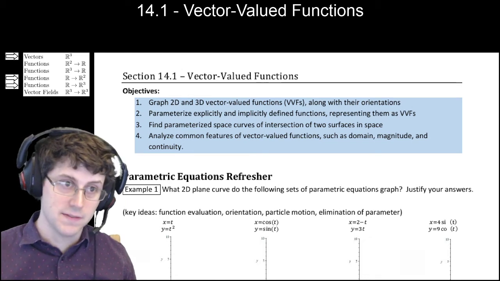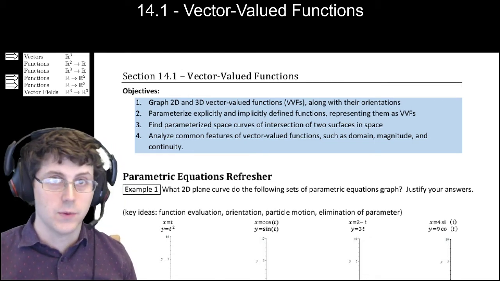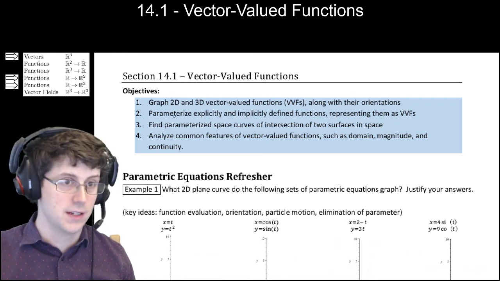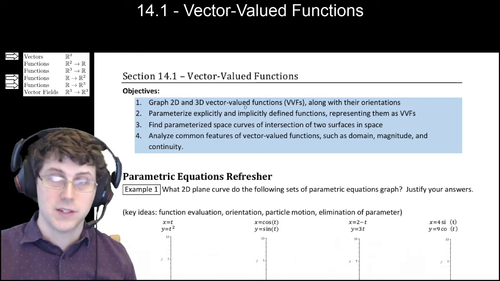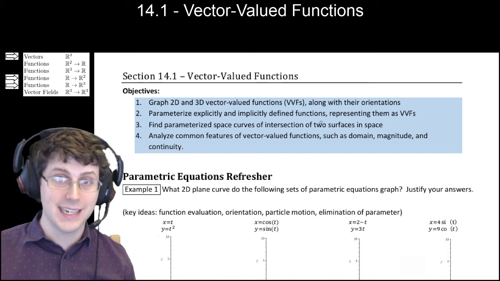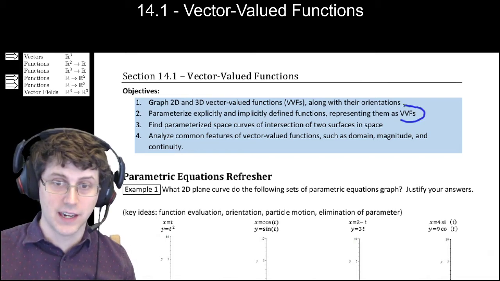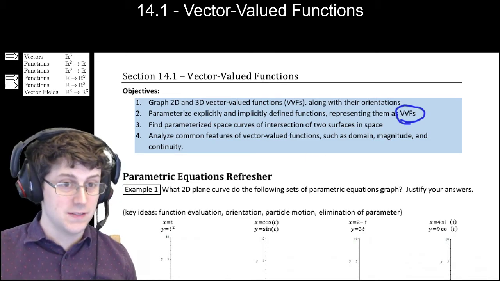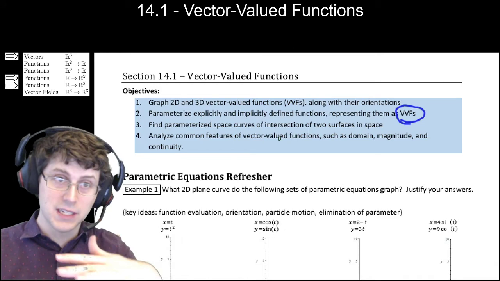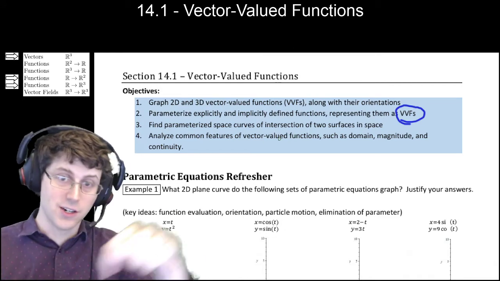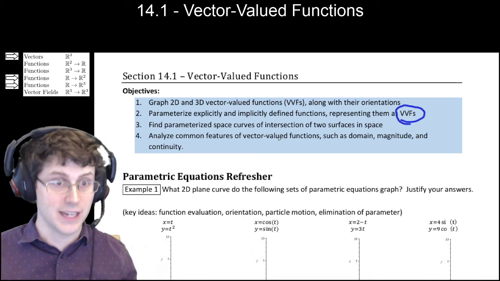So the objectives for section 14.1: we're going to try to graph 2D and 3D vector-valued functions. We're going to try to parameterize explicitly and implicitly defined functions, representing them as this new kind of thing, this vector-valued function. And then find parameterized space curves of intersection. So we'll have two surfaces, and we'll find how they intersect. The two surfaces will intersect in a curve, which we will write down as a vector-valued function.